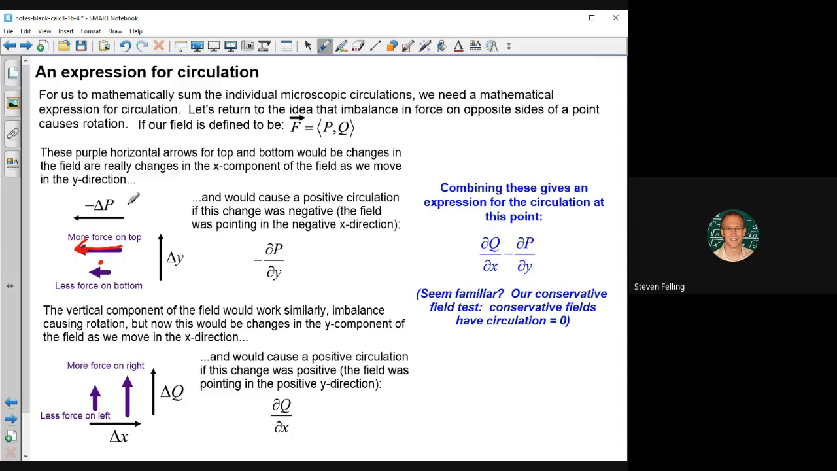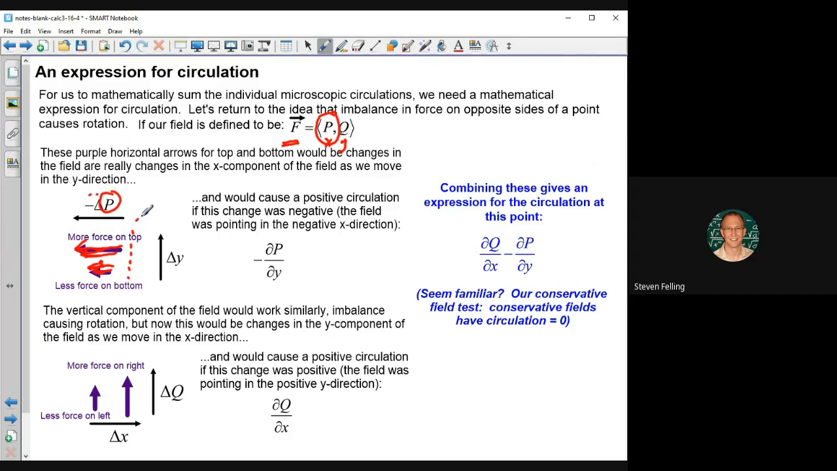So if I have a force field, which is a vector field, defined with the letters P and Q for its x and y components, then this horizontal force would be what's happening with the P component, because that's horizontal. And a force to the left would be in the negative x direction. So the amount of force in the negative P direction may be changing as I move in the y direction. In other words, maybe it's small here, and then it gets larger and larger, which means that P in the negative direction is changing as I change in the y direction.